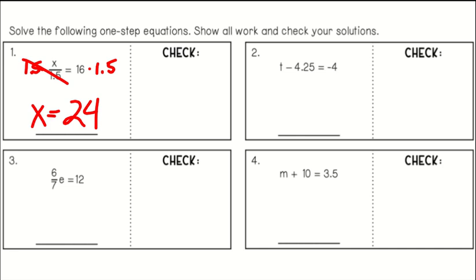So we got t minus 4.25 equals negative 4. Opposite of subtraction. So I add 4.25 to each side. It cancels it out on the left. So all I've got left is t equals, I've got negative 4 plus 4.25. Signs are different, so we subtract. 4.25 minus 4 is 0.25. And use the sign of the bigger number, it was a plus 4.25, so that makes it a positive.